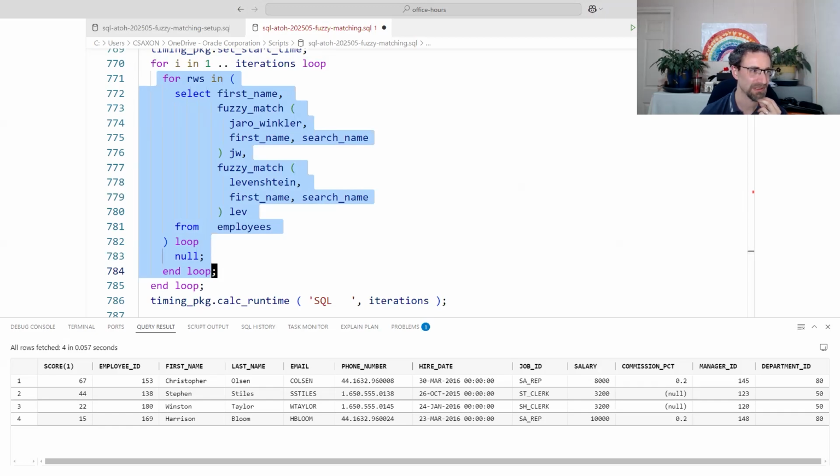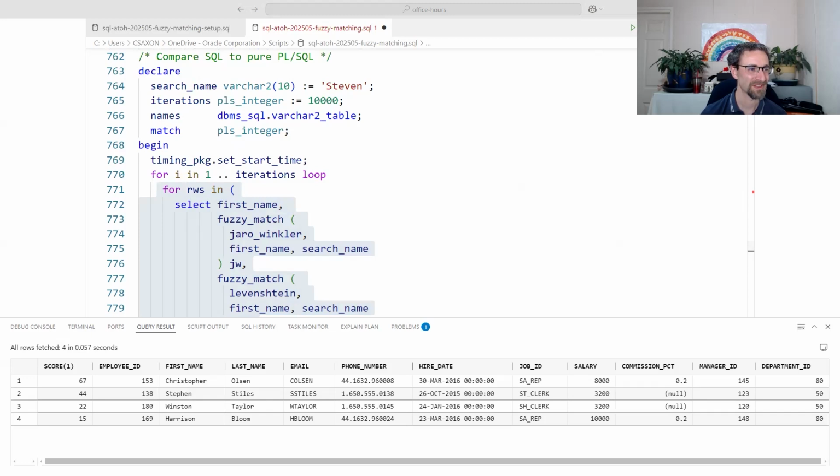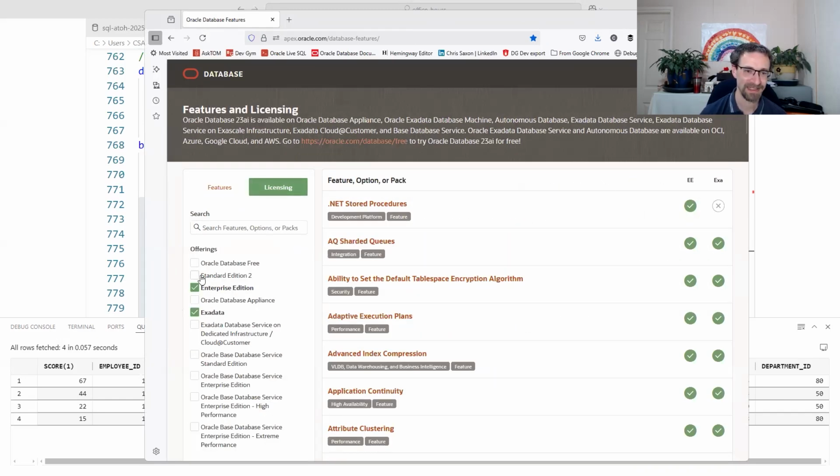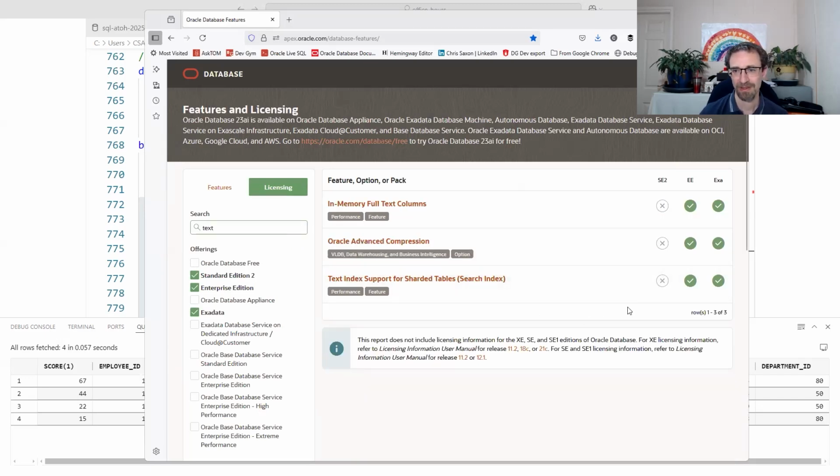That's a good question, actually. If you've got these kinds of licensing questions, a great place to check is the Oracle Database Features and Licensing app. It shows when things were added, and it shows licensing as well. We can see Standard Edition 2 and Oracle Text. Oracle Text has been around a very long time, so we can see SE2.